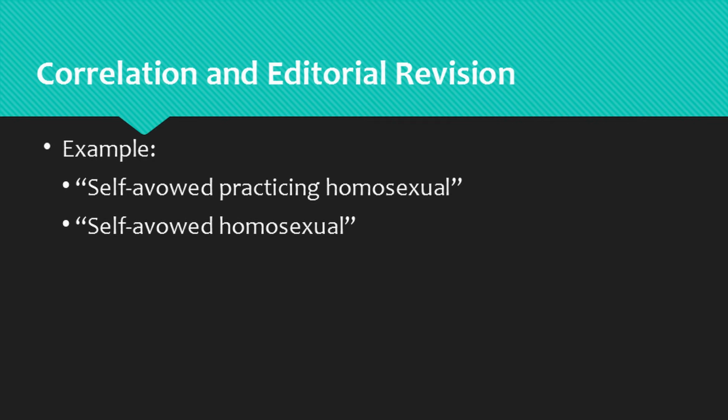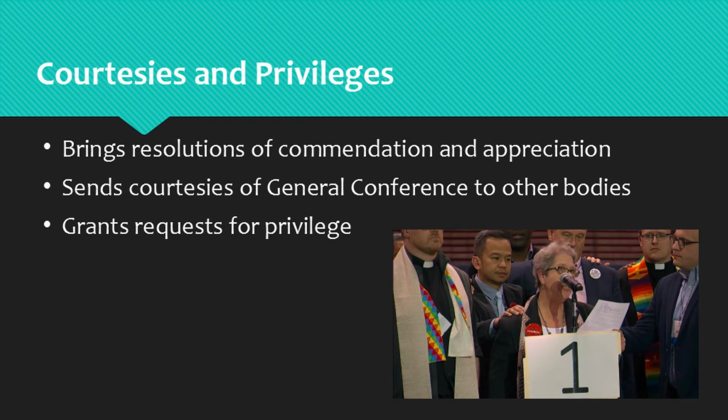The Committee on Courtesies and Privileges determines whether resolutions of commendation, appreciation, or prayer will be brought to General Conference. The committee also extends the courtesies of General Conference to other bodies, such as sending greetings to the meeting of another denomination's conference. Finally, the committee considers whether requests for privilege shall be heard. For example, the speech made by the Reverend Donna Pritchard of the Western Jurisdiction at the 2019 Special General Conference was a privilege granted by this committee.